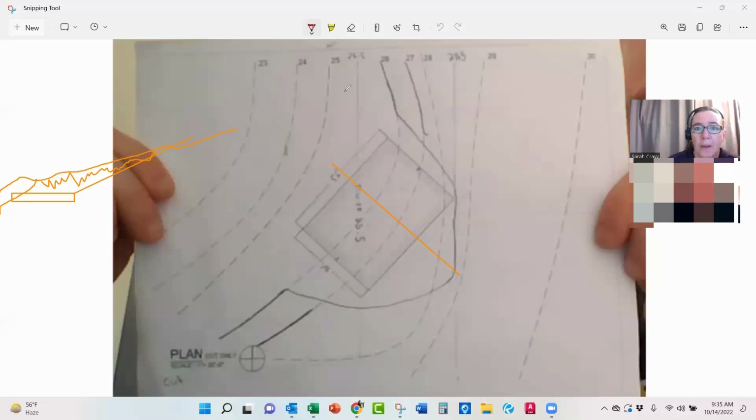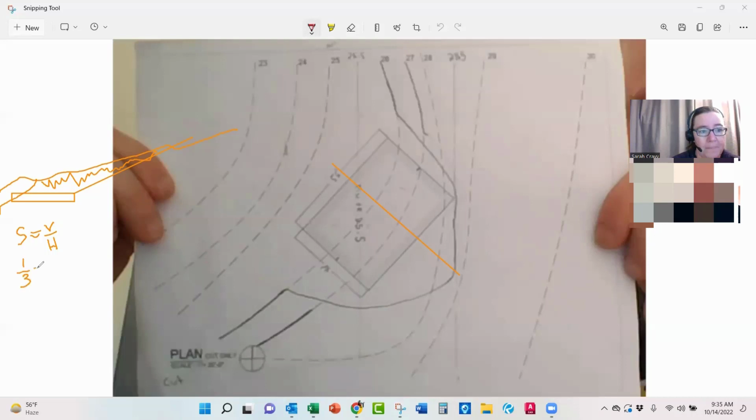At a slope of 1 to 3, how far away should a 26 contour line be from your 25.5 flat pad? We could do it with math, or you can do it intuitively. If we need to do it with math, you need S equals V over H. Our S is 1 in 3. We already decided that.